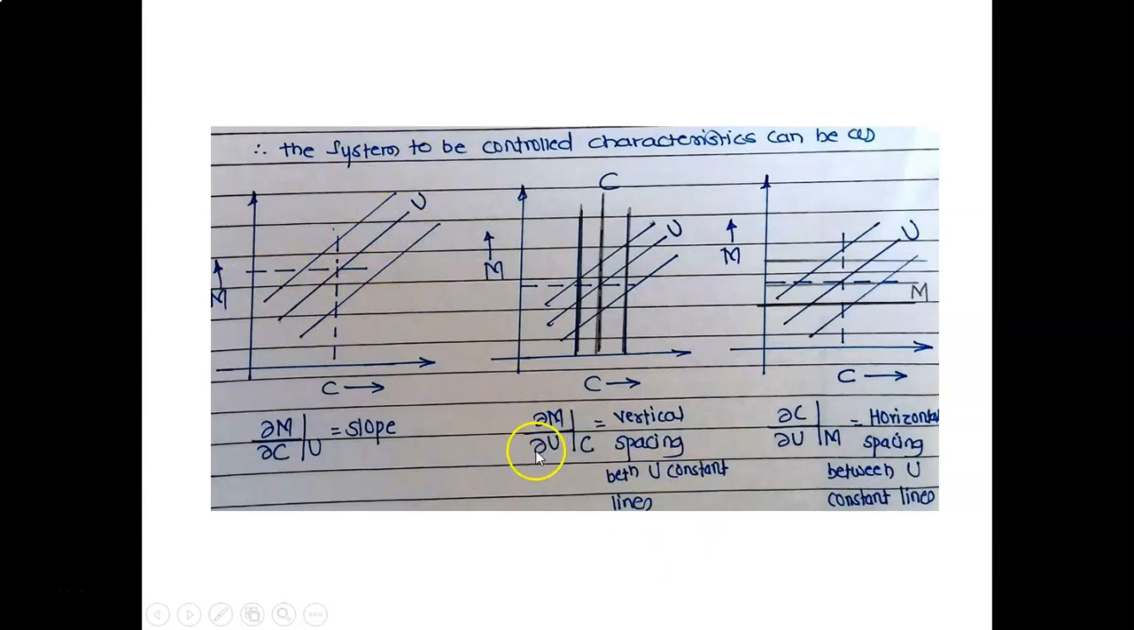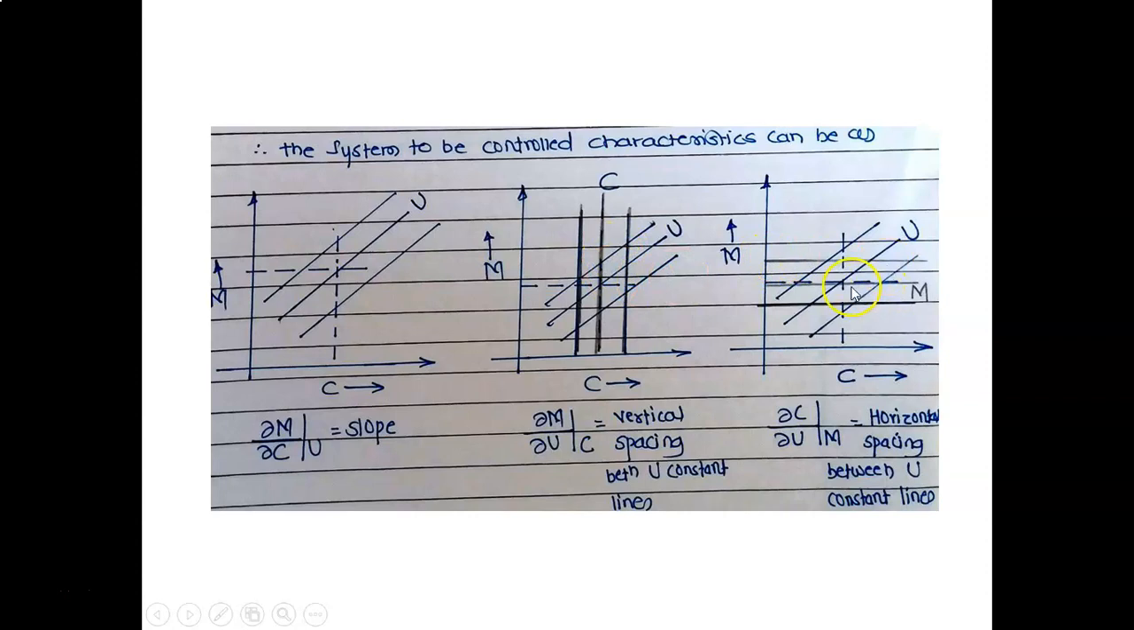Similarly, ∂m/∂u when c is equal to constant indicates vertical spacing between constant u lines. These are the u lines. This is the vertical spacing, that is the vertical distance between two lines. Vertical distance between two lines is known as vertical spacing.